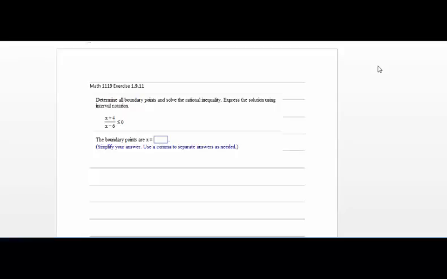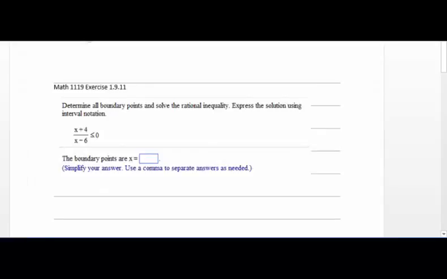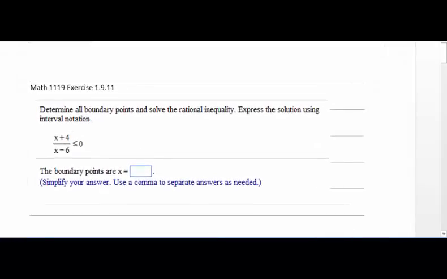Let's consider number 11 from section 1.9. In this problem, we are trying to determine the boundary points and solve the rational inequality, and we want to give our solution using interval notation.